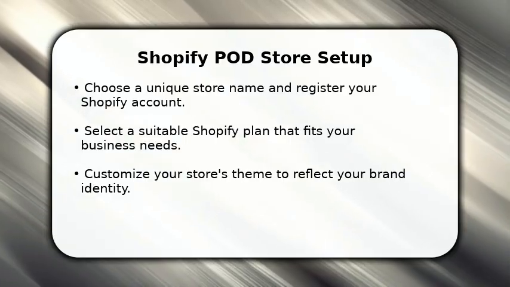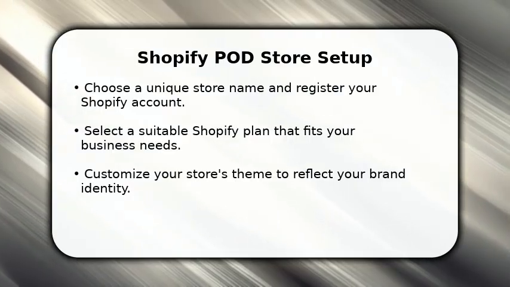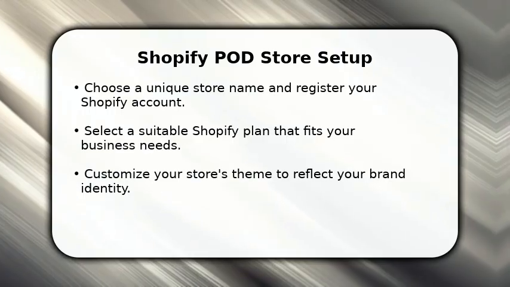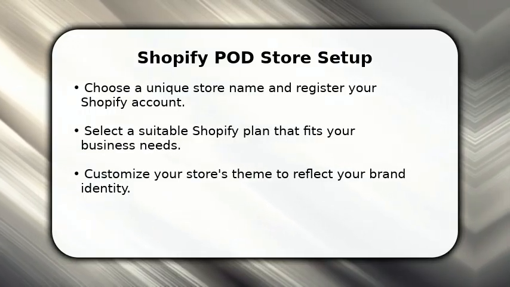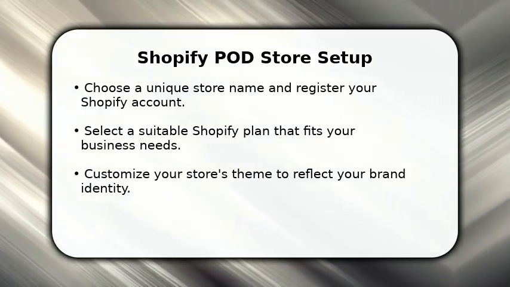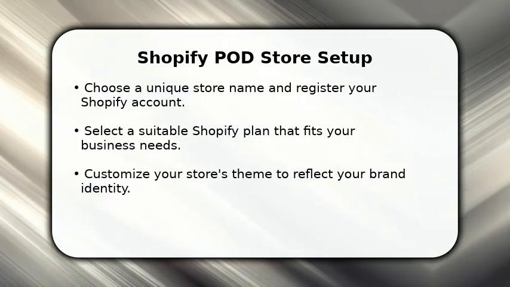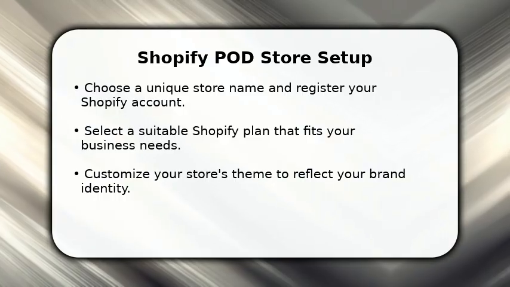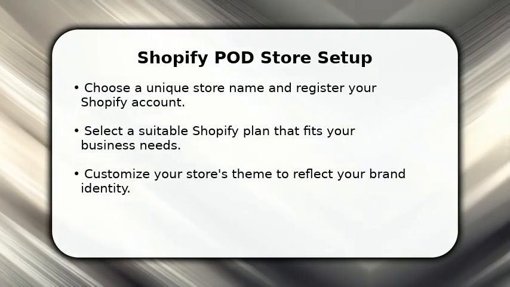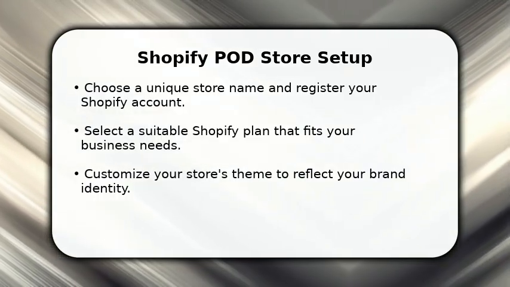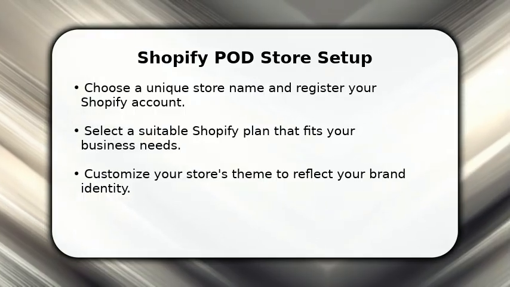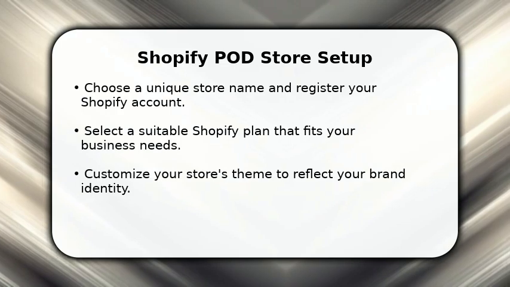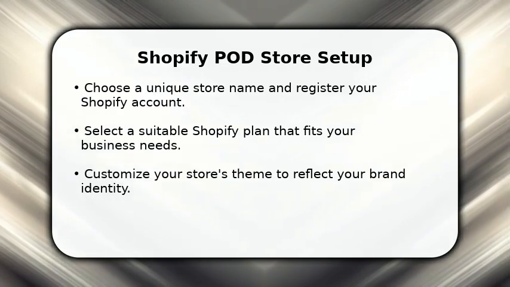In this video, I will explain how to set up your Shopify store for print on demand. First, you will need to create your Shopify account, choosing a memorable name. Next, select a Shopify plan that aligns with your business goals, perhaps starting with the basic plan for $29 per month. Then, customize your store's theme to match your brand, ensuring a cohesive look. Finally, configure crucial settings such as your store's currency and shipping regions.